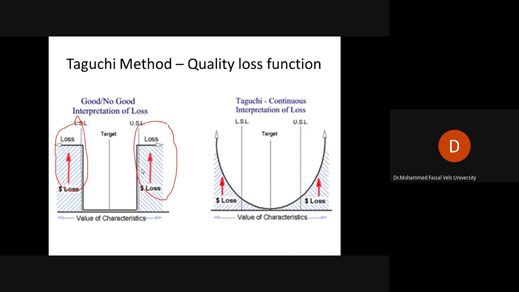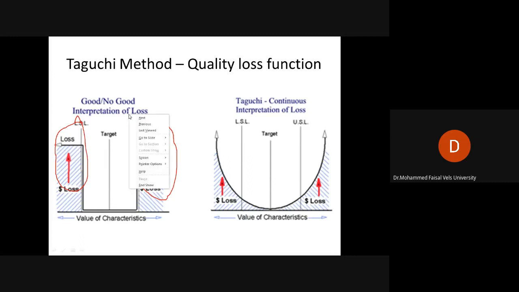When we talk about the loss function, the traditional statistical methods rely on this method, where we have an upper control limit and a lower control limit, and this is a target, where we have a sample mean. Then most of the loss is not captured over here. Most of the losses are not captured over here. That is why, in the statistical method, he tried to capture the loss.